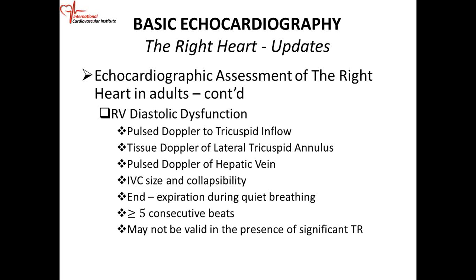We're also going to look at the tissue Doppler of the lateral tricuspid annulus. We can look at S prime, and we can also look at E prime and A prime, because just like the mitral annulus, when we do tissue Doppler, you have a systolic displacement and diastolic displacement. And remember, when we look at the left side, the diastolic displacement, we have the early diastolic displacement, which is E prime, and then late diastolic displacement, which is A prime.